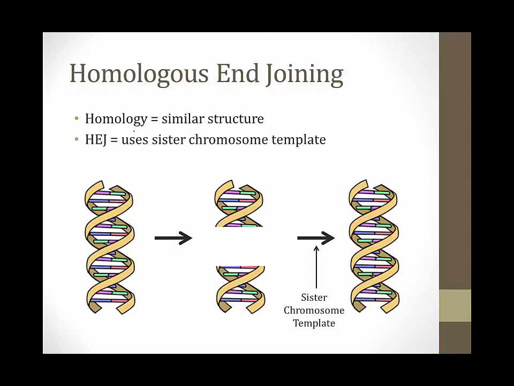The first DNA repair system we'll discuss is called homologous end joining. So homology means a similar structure. So homologous end joining uses a similar structure, in this case a sister chromosome, as a template to repair a double-stranded break. And I've depicted this at the bottom of the screen. There's a double-stranded break in DNA. The sister chromosome is used as a template and the double-stranded break is repaired.